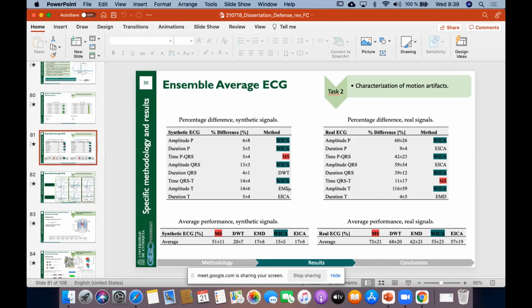Okay. Yes, this method doesn't present the best result, for example, for the QRS duration, but it presents a low distortion. It was a good method, but it was not the best in that metric. But this method had a very good result in this case.